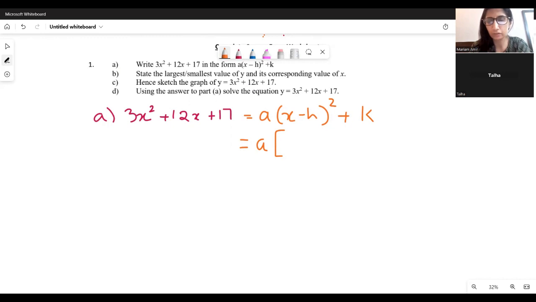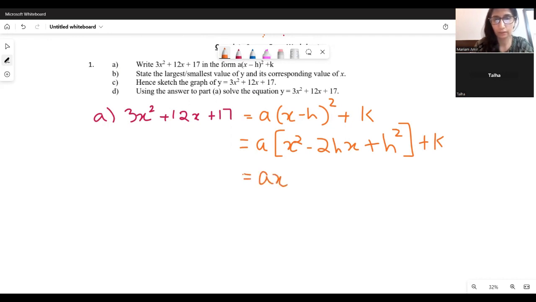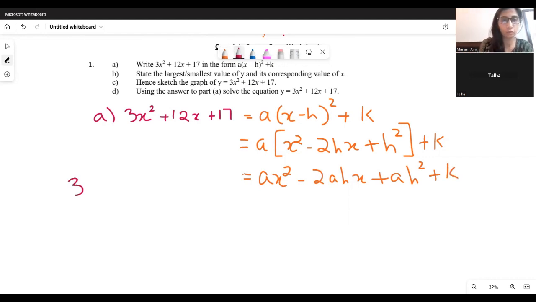So I'm going to expand (x − h)²: a² − 2ab + b², plus k. Okay. Let's further expand it. ax² − 2ahx + ah² + k. And this equals 3x² + 12x + 17.